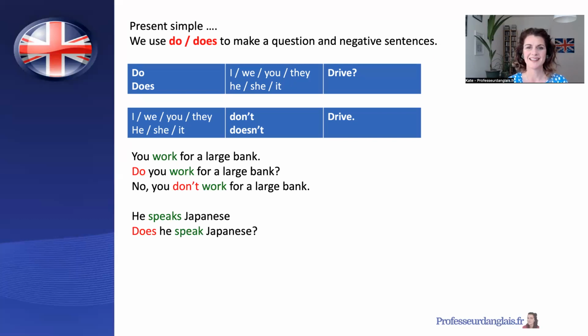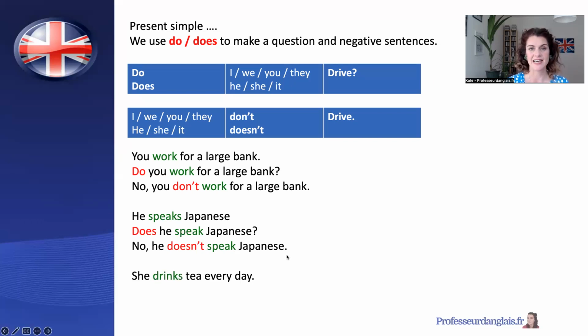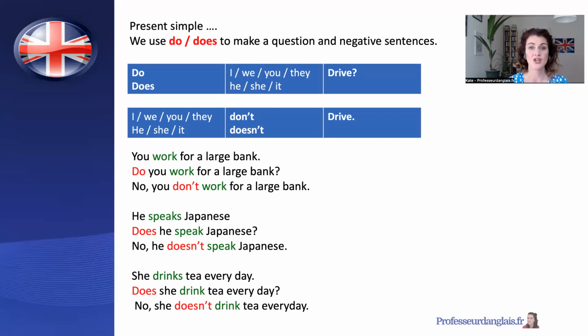Now, you'll notice that in the present simple statement, we use the S at the end of the verb. When we are now asking a question, we don't have the S at the end. Let's look at the negative. No, he doesn't speak Japanese. Again, we don't have the S at the end of the verb. Let's look at another example. She drinks tea every day. Question form, does she drink tea every day? And the negative, no, she doesn't drink tea every day.